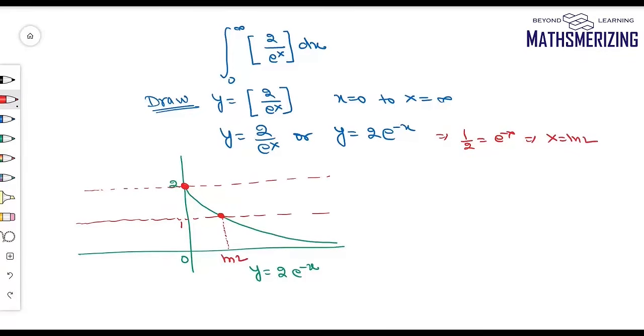Now between y equals 1 and 2, draw a horizontal line at y equals 1. Between 0 and 1, draw a horizontal line at 0. So the graph in red represents the graph of greatest integral function of 2 upon e to the power x. Now if I have to find this definite integral, I'll just need to find this area. And this area is actually a rectangle. The answer to this question is ln 2.